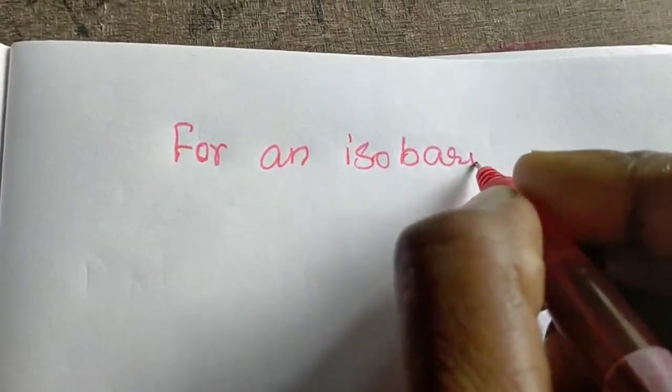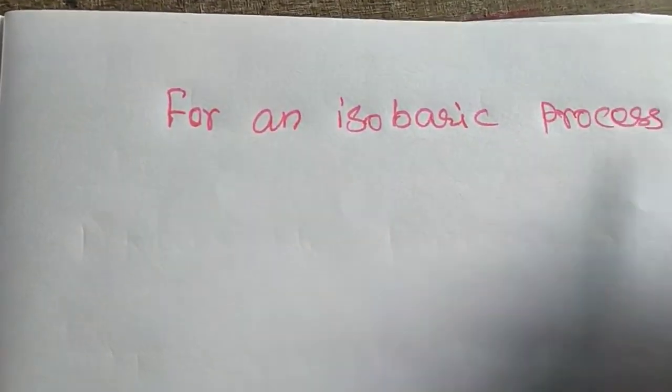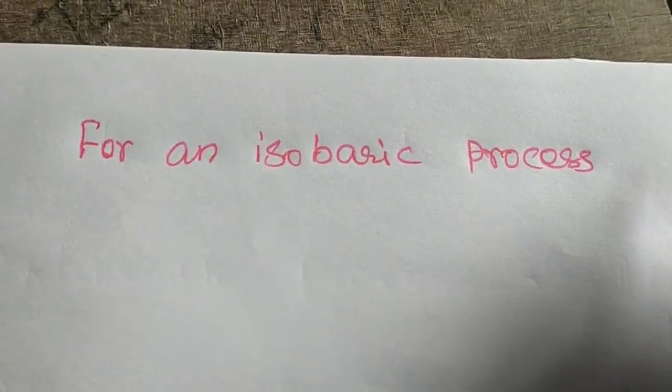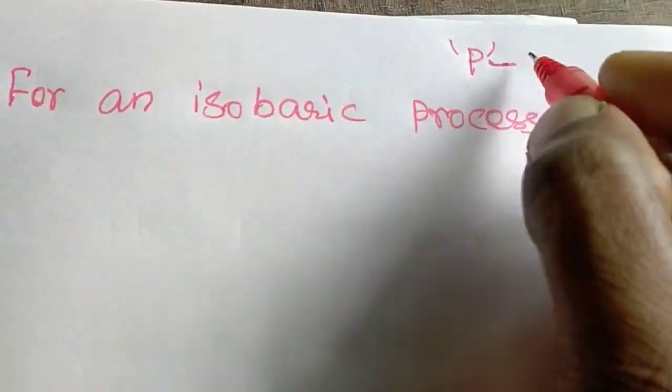So how do we denote an isobaric process? For an isobaric process, which one is constant? Pressure is constant.